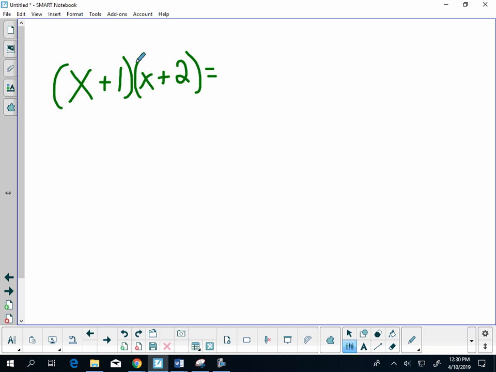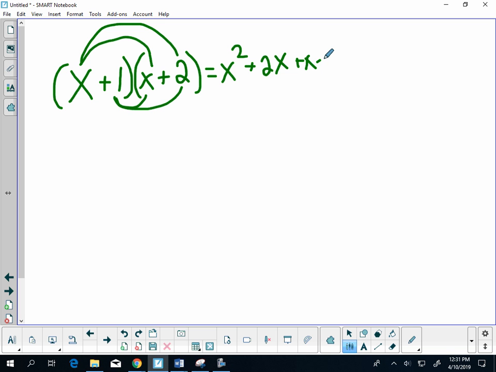We have done quite a bit already of multiplying. That would be x squared. That'd be 2x. That would be plus x. And that would be plus 2. Combine your middle terms and you get x squared plus 3x plus 2. All right, so we have done a lot of this.